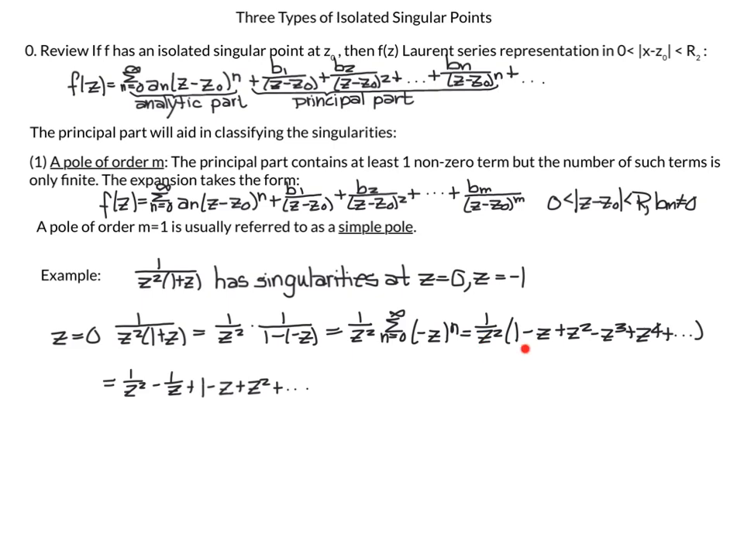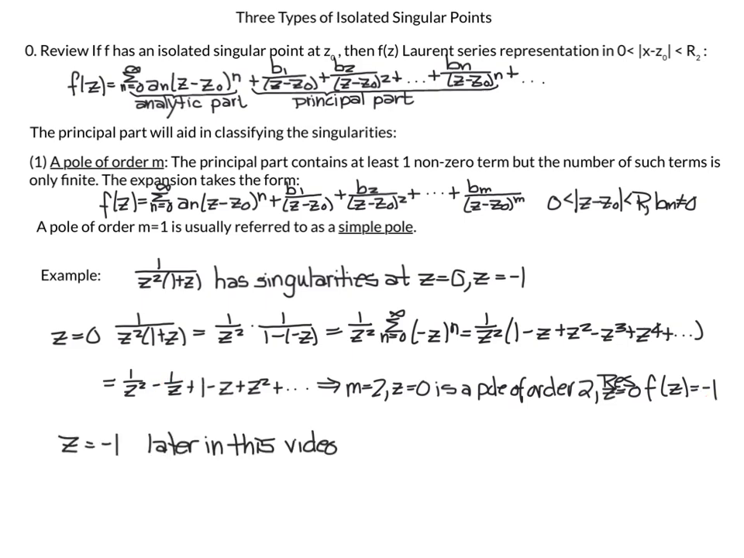Multiplying in my z squared, then I get 1 over z squared. Here I get minus 1 over z. Then I get a plus 1, and then minus z plus z squared. The rest of this is all analytic. So these first two terms are my principal part. And we can see the largest exponent for our principal part is this 2. So m is equal to 2. So for z equals 0, we have a pole of order 2, and the residue is equal to minus 1.